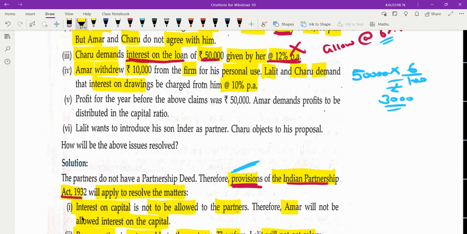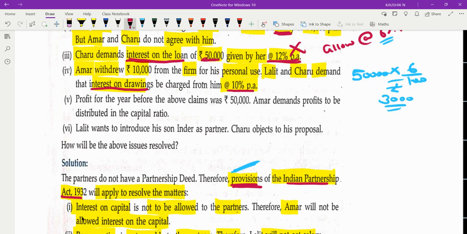Okay. So now in this question, what is the concept that has been highlighted? Interest on drawings. This is the point they are touching upon. Now tell me, there is no partnership deed. He has done drawings of 10,000, but they are asking to charge interest at the rate of 10% per annum. Is it possible? Is it acceptable?